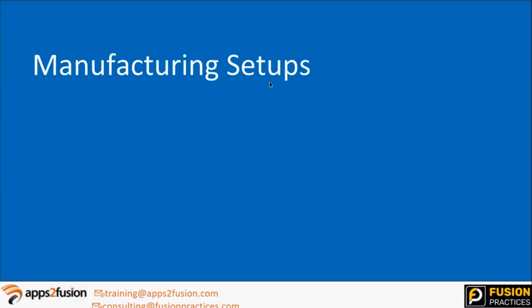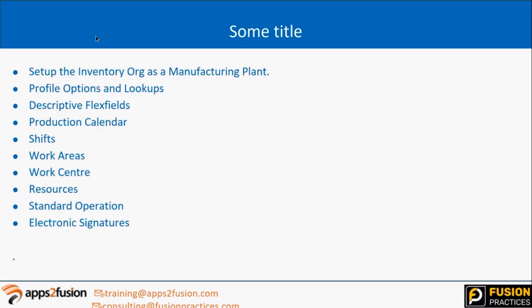But first I will show you these are the things that come under the setups. So today I plan to do the inventory organization, the profile option lookups, plant parameters, and the item setups. These are all mostly for the setups tomorrow. So this is just a list of setups that are needed to implement manufacturing.